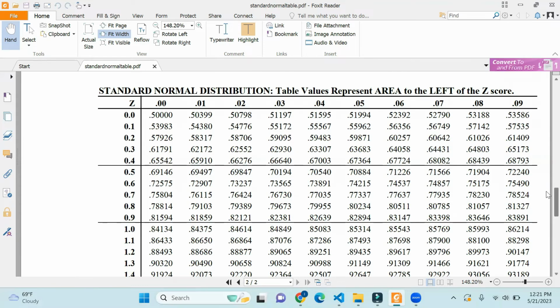Because of the symmetry, we find these two numbers, 0.74857 and 0.75175, that contain 0.75 with z-values 0.67 and 0.68 respectively. The average of these z-values, 0.675, is the third quartile.